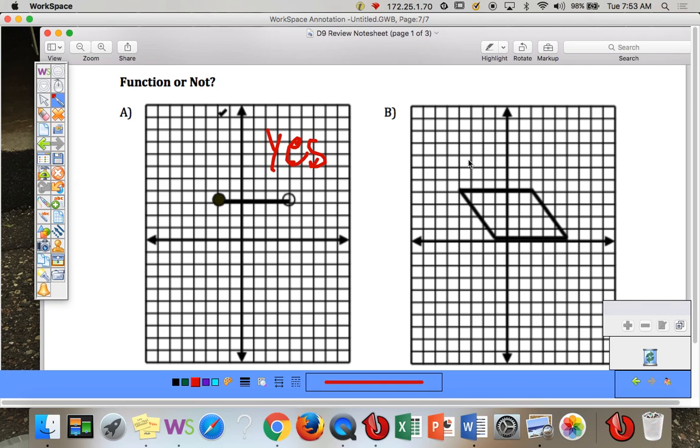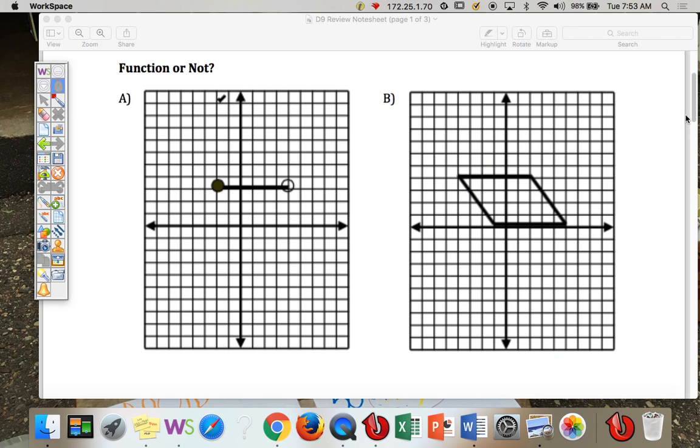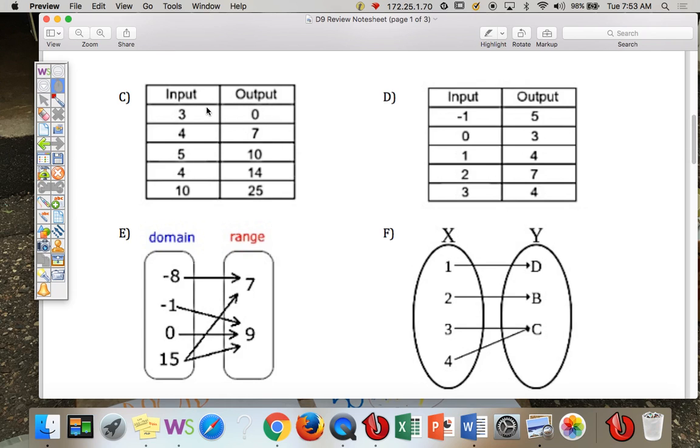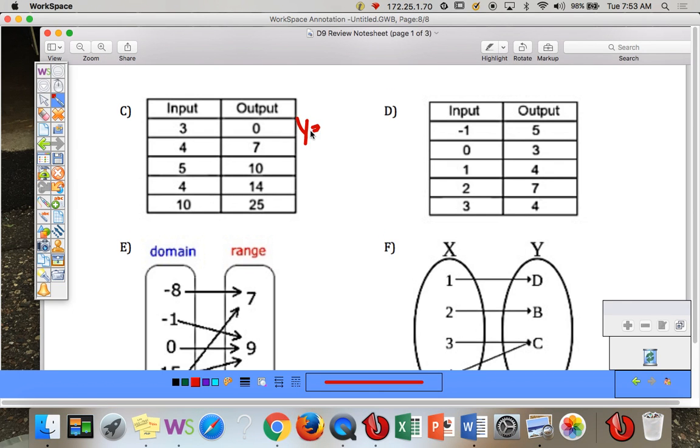The second one is not a function because you can see that for a few different values of x, there's two answers. So this would not pass the vertical line test. It's not a function. Let's look at functions in a table. For every input, there should be one output. So every time we see a 3, we should see a 0 for the output. And it looks like, yep, this is a function. For every input, there's only one output.